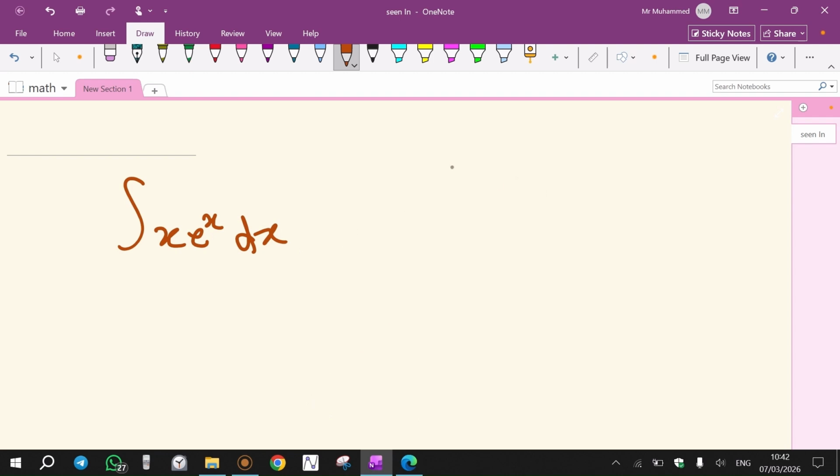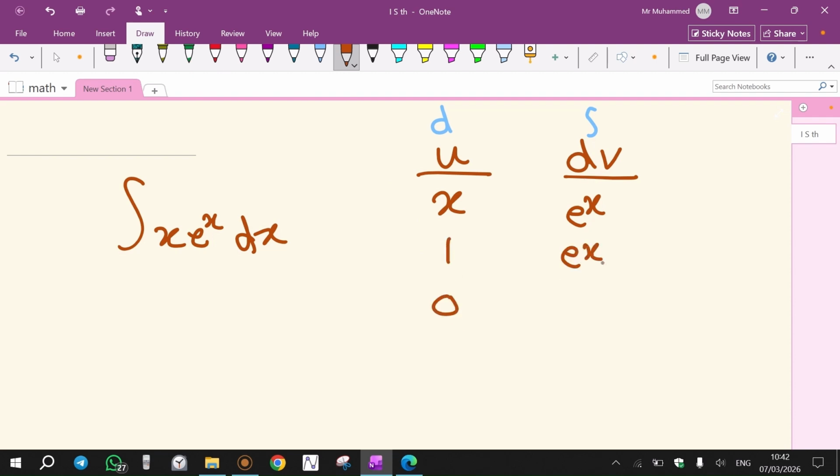The fast way is like this. U, again, use x. dv is e^x. For this way, we don't write dx at all. For the part of u, we do derivative. For the part of dv, we do integral. Now, derivative of x is 1. Derivative of 1 is 0. Integral of e^x is e^x. We stop at the 0.